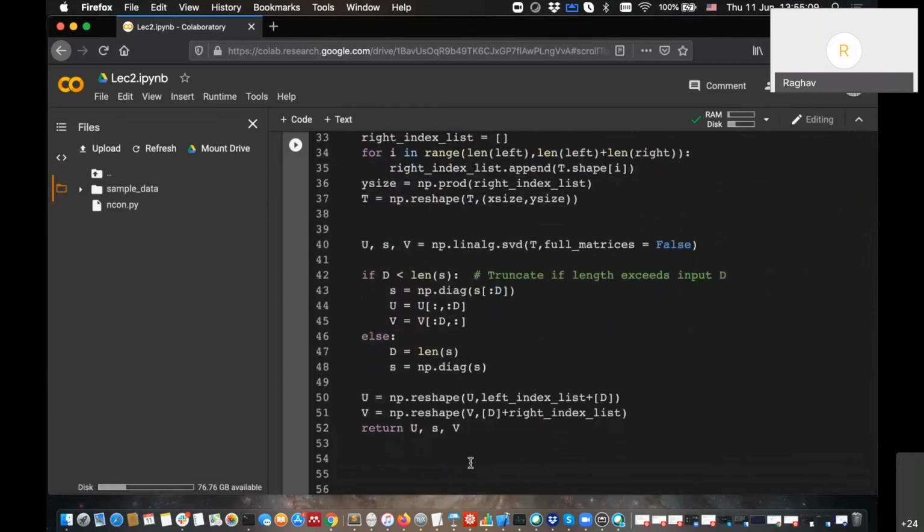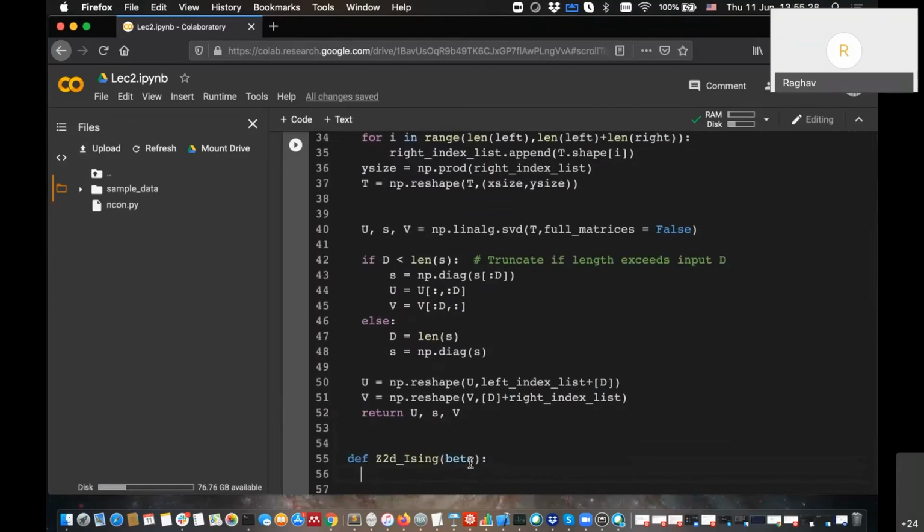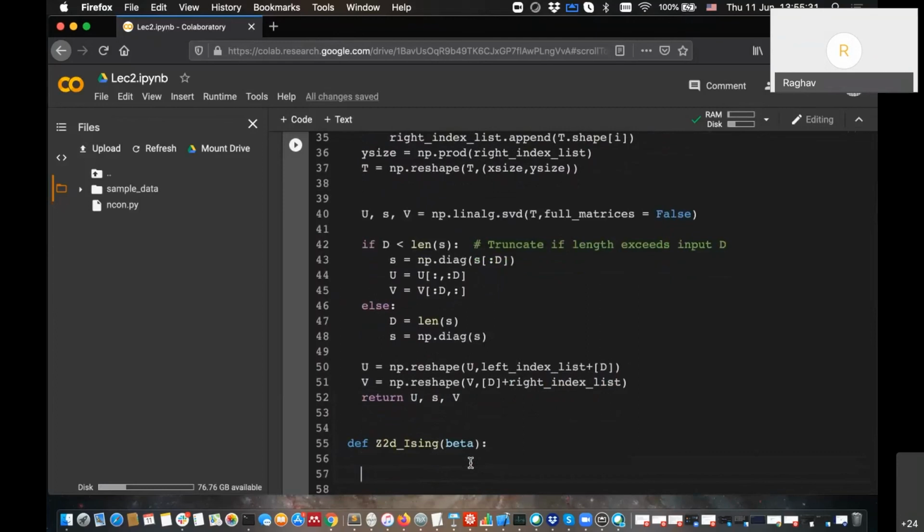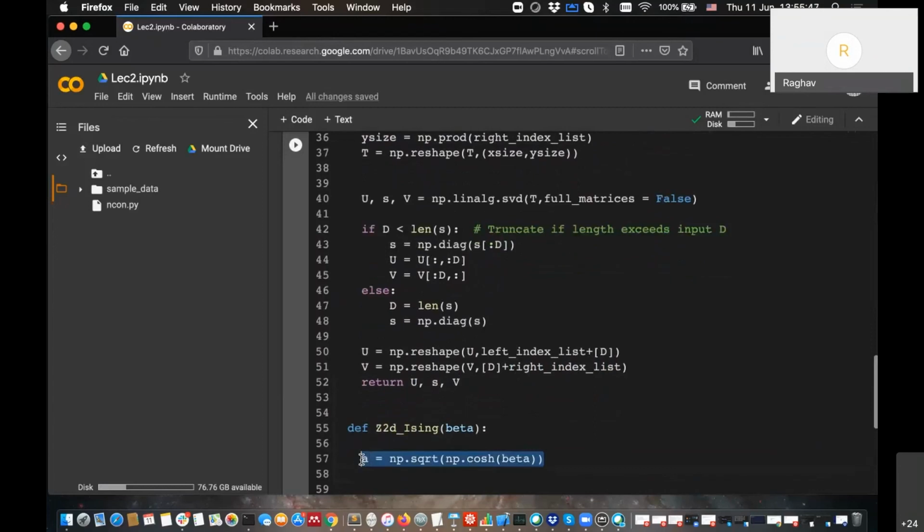Now, there are 2 routines which we have to write. One of them is this 2D Ising model, which takes as input beta, as I already mentioned. What is this going to do? Let's say we construct something called A, which is NP square root of NP cosh beta. And then we construct B, which is equal to sinh beta.